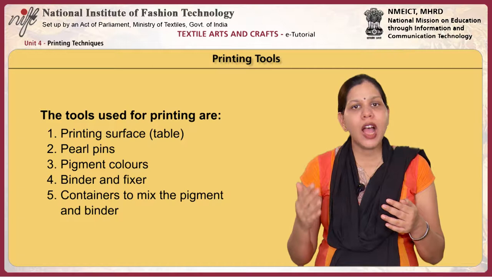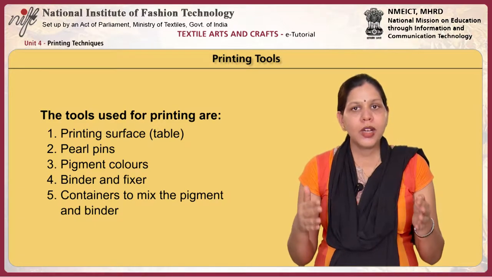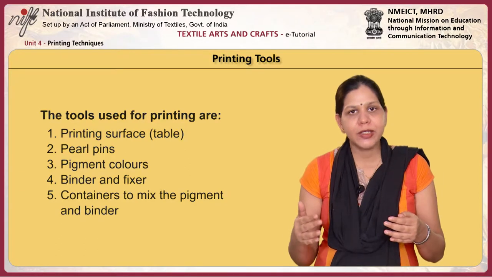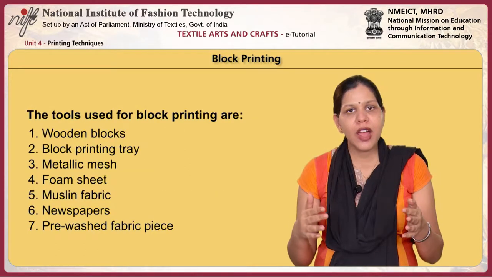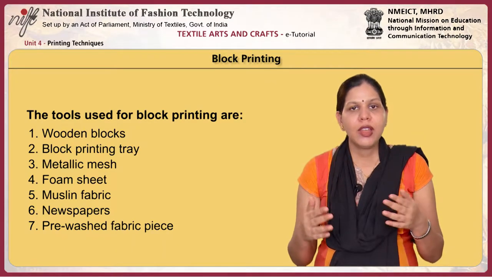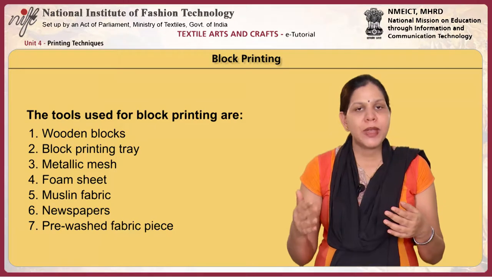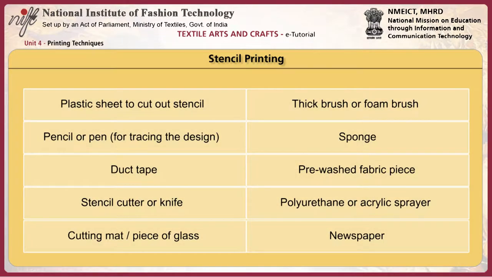The tools used for printing are a printing surface such as a table, pearl pins, pigment colors, binder and fixer, and containers to mix the pigment and binder. The tools used for block printing are wooden blocks, block printing tray, metallic mesh, foam sheet, muslin fabric, newspapers, and pre-washed fabric pieces. The tools used for stencil printing are plastic sheet to cut out the stencil, pencil or pen for tracing the design, a duct tape, stencil cutter or knife, cutting mat or piece of glass, thick brush or foam brush, sponge, pre-washed fabric piece, polyurethane or acrylic sprayer, and newspapers.